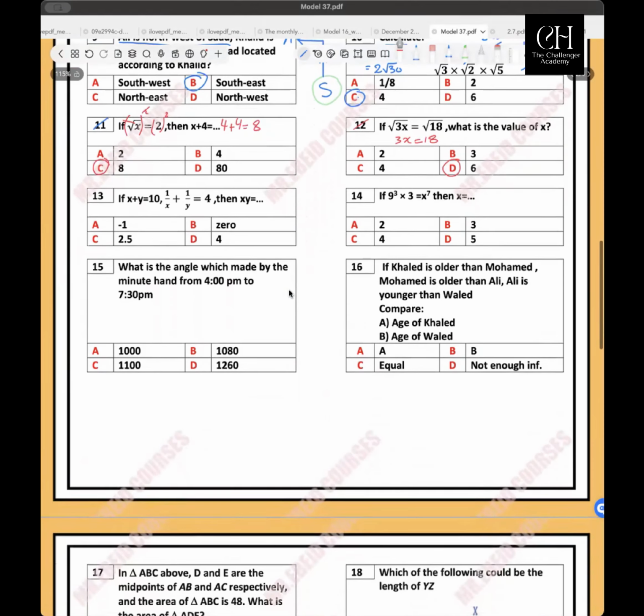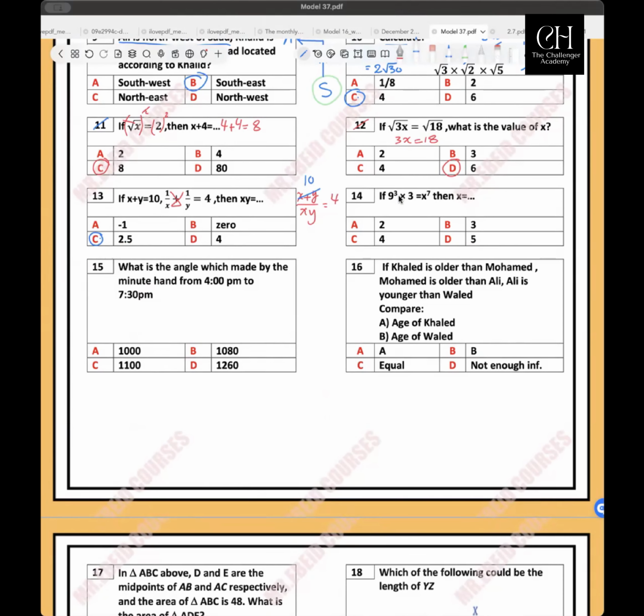For question 13, if x plus y equals 10 and 1 over x plus 1 over y equals 4, then xy equals what? So we have 1 over x plus 1 over y. You can use this method. Now in Arabic, it's just multiply x times y and write x plus y in the numerator. This equals 4. And we have x plus y equals 10. So we can replace x plus y with 10. 10 divided by which number will be 4? I think 10 divided by a decimal number will be 4. And the only answer with a decimal number is C. So the answer of this question is C. Let's move to question 14.